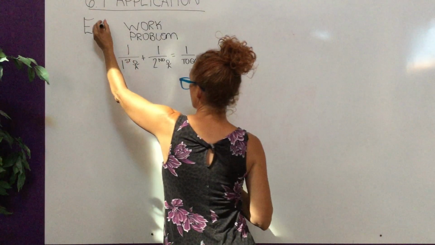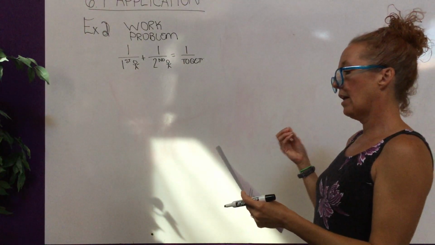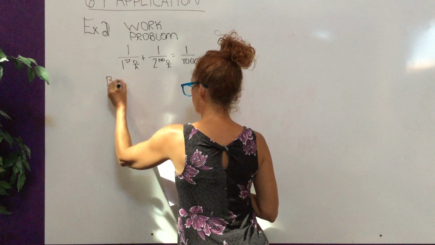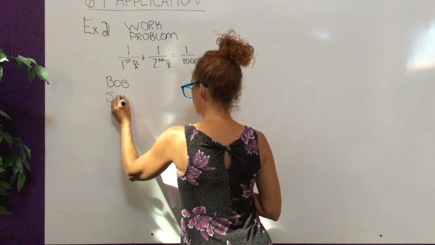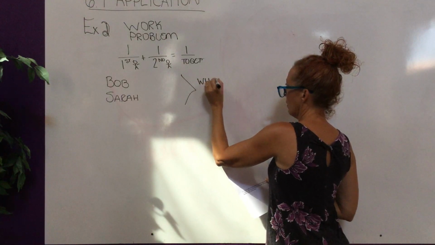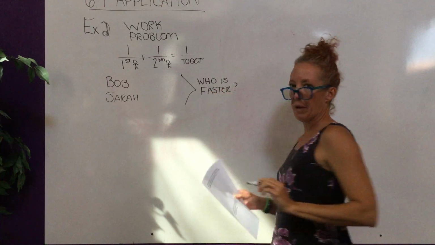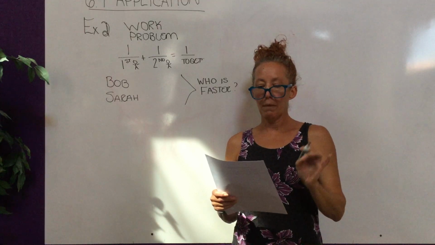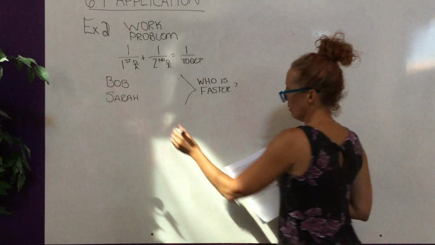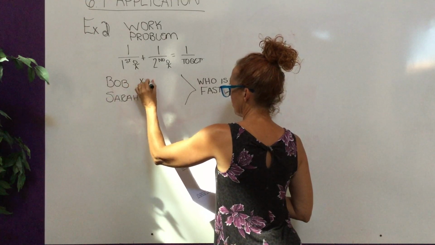So looking at example 2, I'm going to read the problem. Example 2, Bob is painting his house in 9 hours more time than it takes Sarah. So in this problem we have Bob and we have Sarah. And I need you to ask yourself, who is faster? Read through the question and think about who is faster. Bob can paint his house in 9 hours more. So Sarah's faster. Bob, it takes him 9 additional hours.